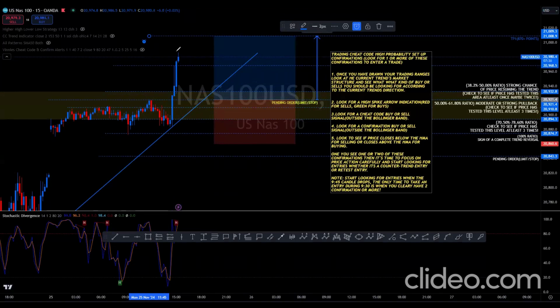Price is getting close to being overbought, so it's going to have to come down and mitigate a little bit of this area, whether it's the 38.20 or the 50%. If this is a real big move, we're going to have to mitigate a lot of this area. We get a lot of pending orders and stop losses to gather liquidity and energy to pump further back up.